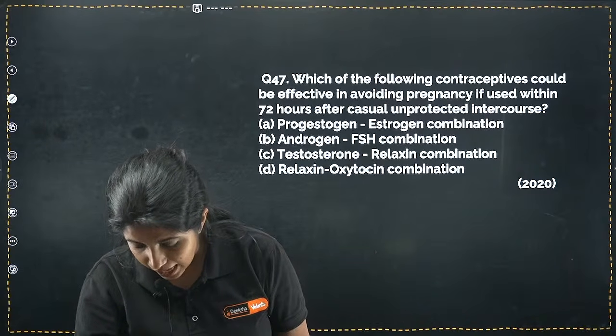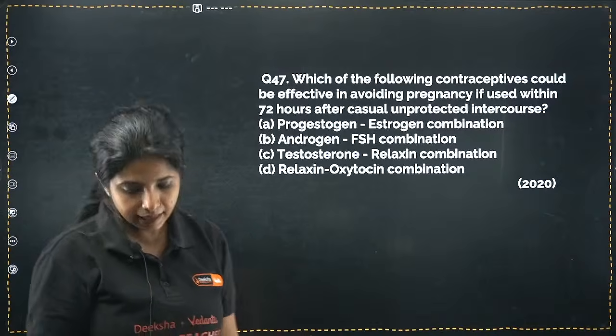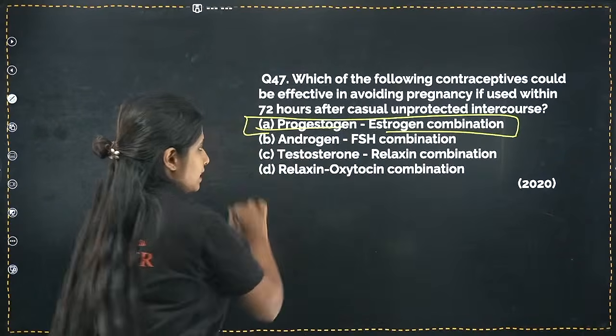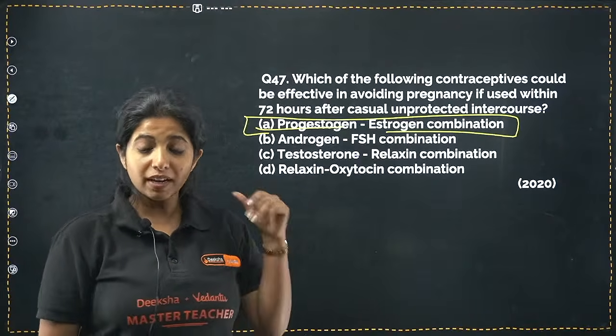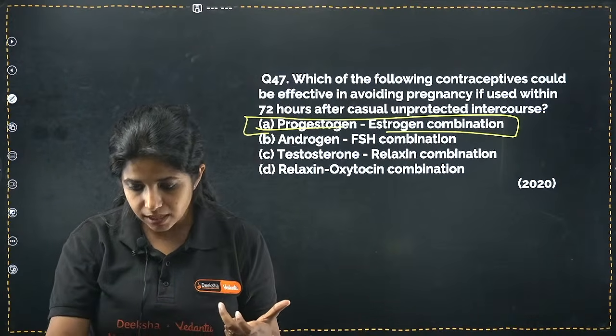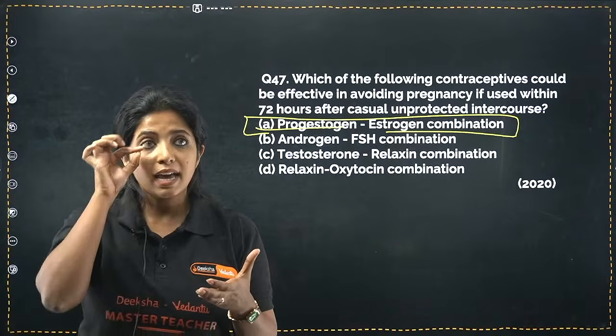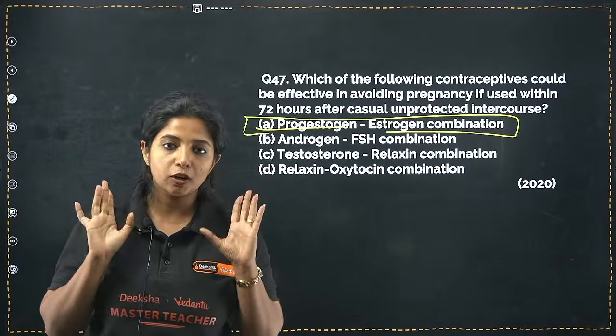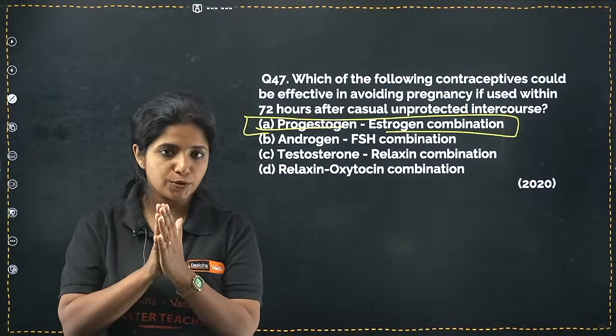Most of you guys are saying A. A is what? Progesterone estrogen combination. Is it? Yes. Listen to me. Whenever you talk about 72 hours, this is basically emergency contraceptives. And emergency contraceptives will be working on one particular process only, and that is the hormones.